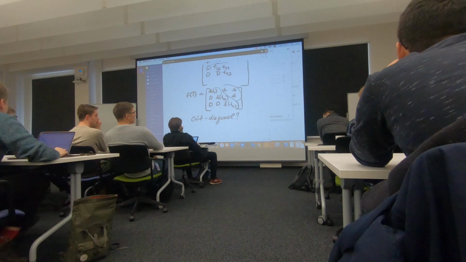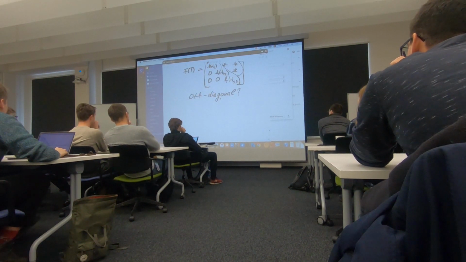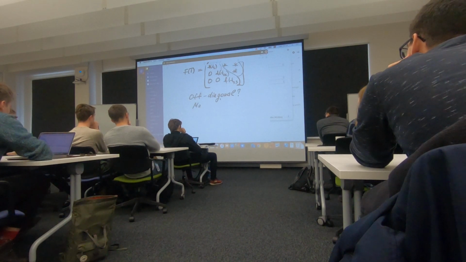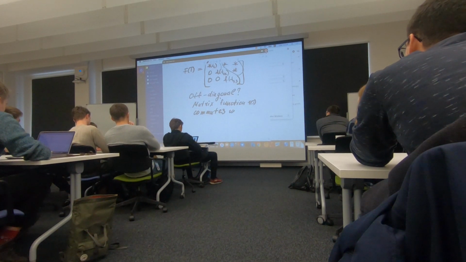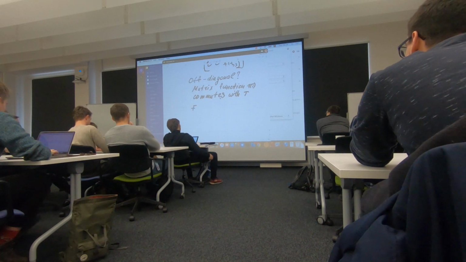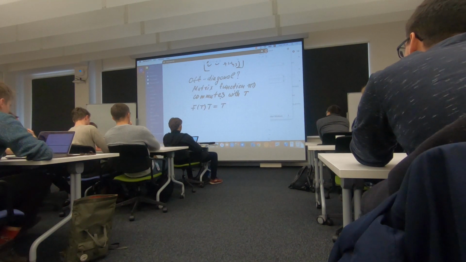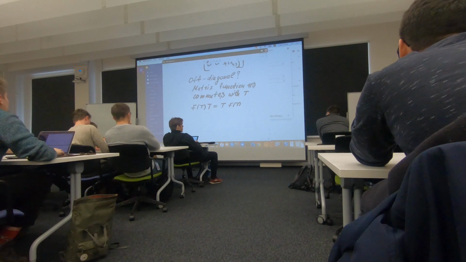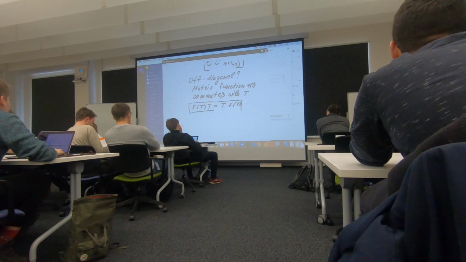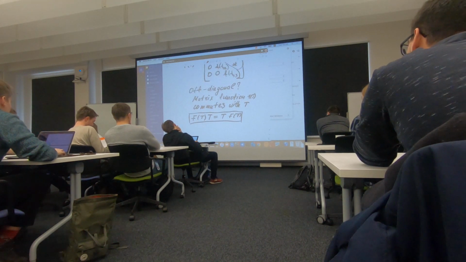Well, the key characteristic idea here is that the matrix function commutes with T. What does it mean? It means that f(T) times T equals T times f(T). Because if it's a polynomial it commutes, so we generalize this to the case of the matrix function. And this equation, combined with our knowledge of the diagonal, is enough.